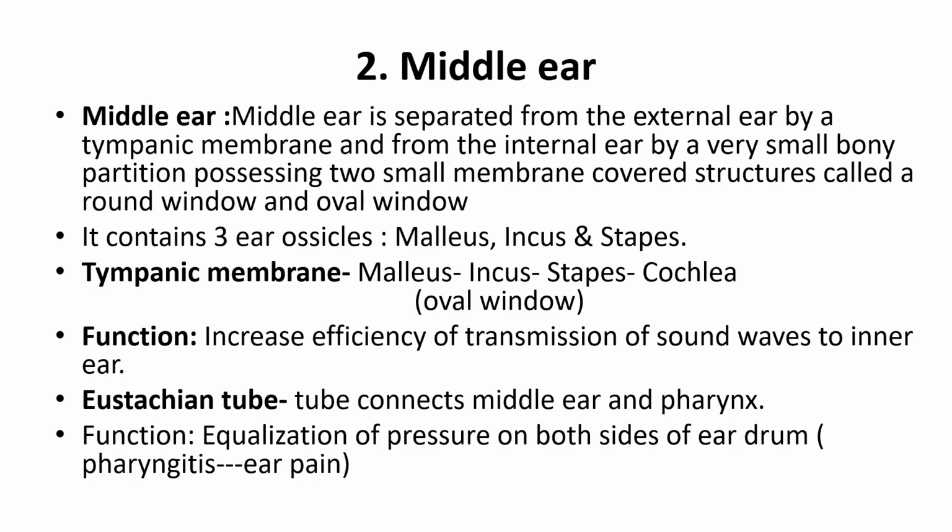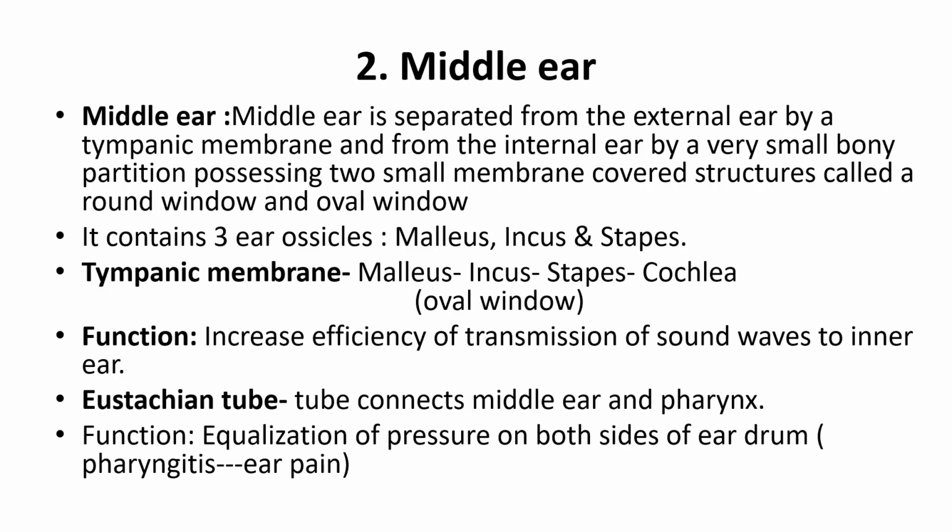So the sequence of sound waves traveling from the external ear is: acoustic meatus, to tympanic membrane, then from tympanic membrane to malleus, to incus, to stapes, and then to the cochlea through the oval window. The function of the middle ear is the increased efficiency of transmission of sound waves to the inner ear.